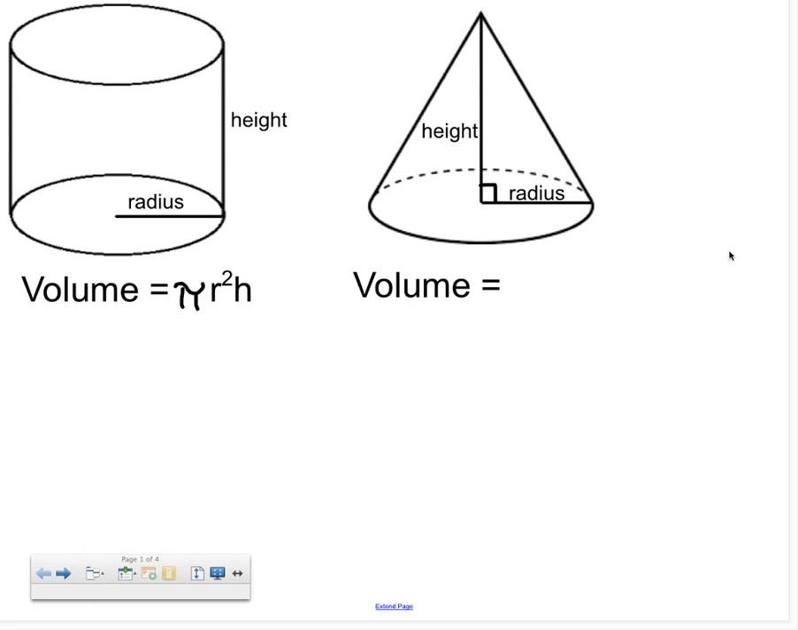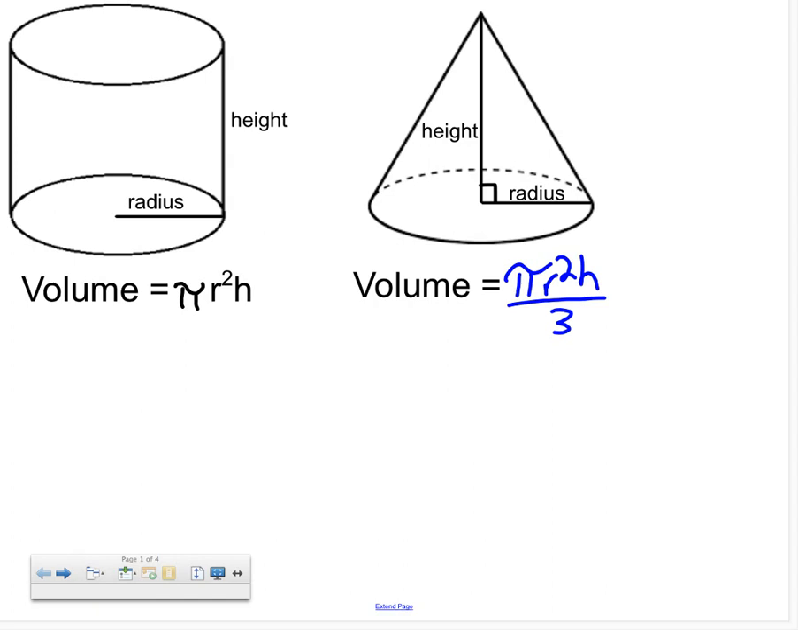So what that means in terms of the volume is that for the volume of a cone, we start out much the same way, pi r squared h. But because it takes 3 of these to fill 1 cylinder, we're going to take our cylinder formula, which we had written here, and divide it by 3. And that is how we get the volume of a cone. We take pi times the radius squared times the height and then divide it all by 3.